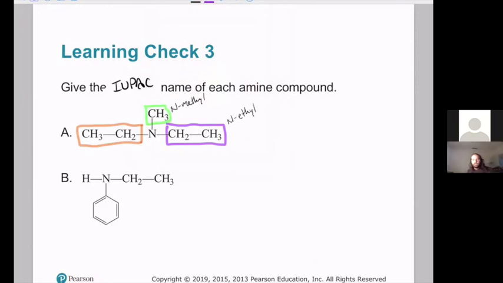And because we only have 2 carbons, I actually don't have to specify the position. I know off the bat that the parent chain is an ethanamine. And then again, I'm going to put these other substituents in alphabetical order. So this would be N-ethyl, N-methyl ethanamine.